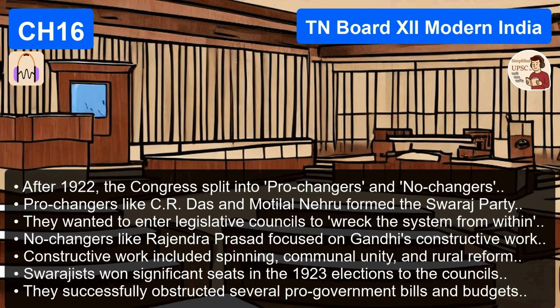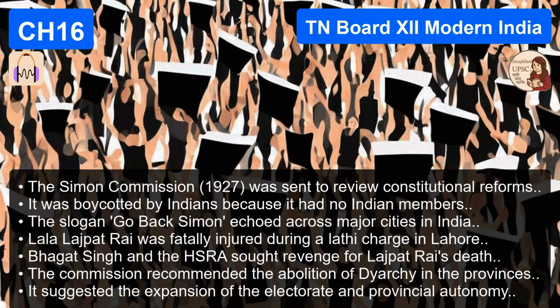Diarchy was that weird system where some subjects were transferred to Indian ministers and the important ones, like finance and police, were reserved for the British. That's the one. Simon said, scrap that, give the provinces full autonomy. Yeah. But the real issue for Indians wasn't the recommendation, it was the process. There was another question that just asked why it was boycotted, and the simple answer is because it had no Indian member. The protests against the commission often turned violent because of the police response.